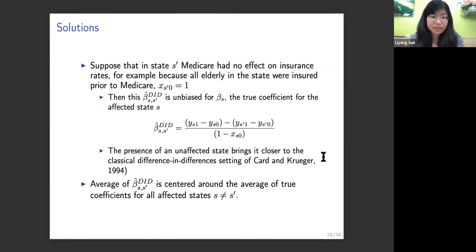By taking an average of beta hat S across all the affected states, always treating the state S prime as the comparison, we would arrive at an estimator that's centered around the average value of beta S across all affected states.